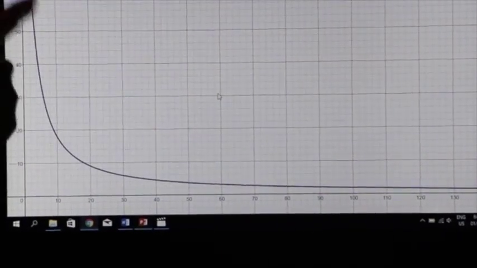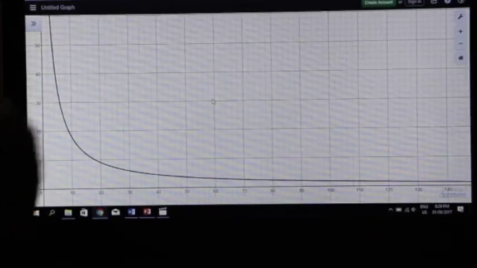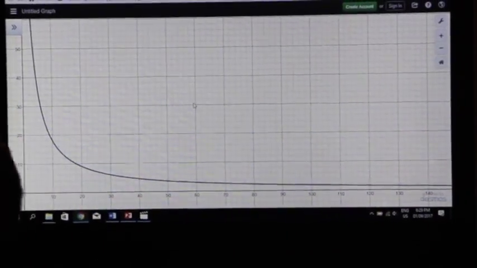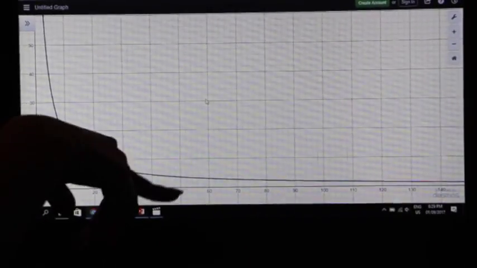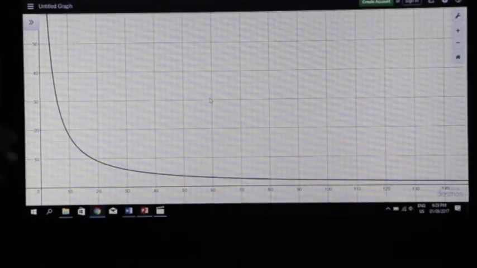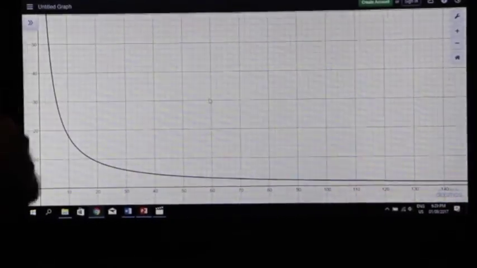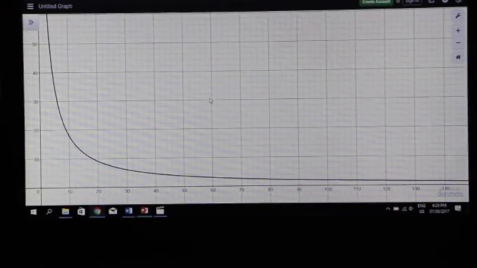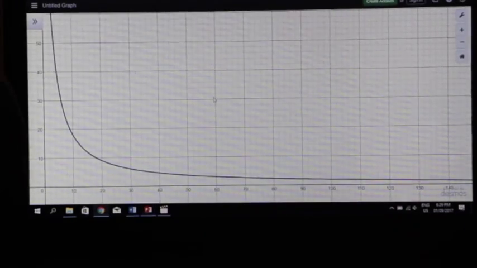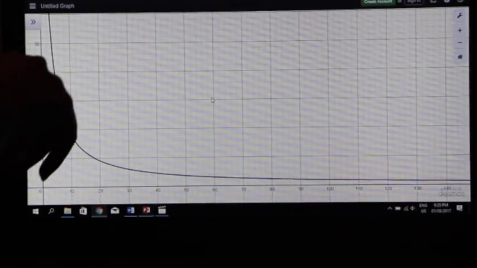Yung graph niya, may asymptote siya. So, approaching 0 siya. As the velocity, or I mean speed, increases, yung value ng time nagde-decrease siya. So, approaching 0, ganun din dito sa may y-axis. Tapos since ganyan yung graph niya, wala siyang zeros. Hindi siya mag-intersect sa kahit anong axis.